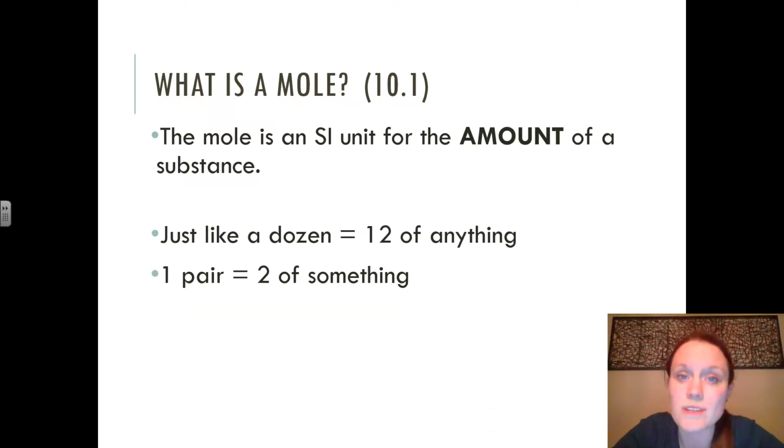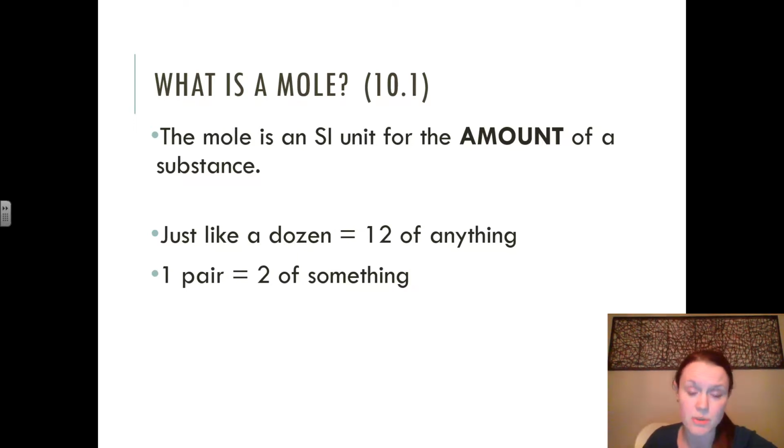Just like one dozen of something, like one dozen eggs means you have 12 of them, or one pair of socks means you have 2 socks. Those are both counting units. A dozen doesn't necessarily mean it's a dozen eggs all the time. You could have a dozen eggs, a dozen desks, or a dozen watermelons. No matter what you have a dozen of, it means you have 12 of that particular thing.